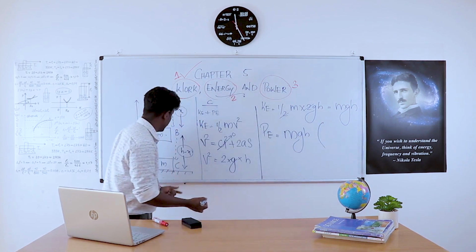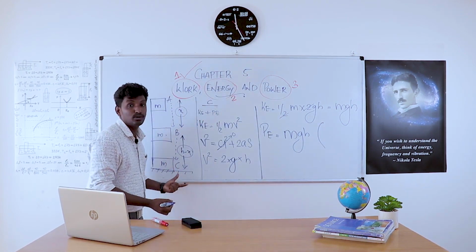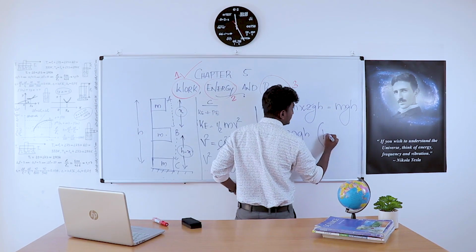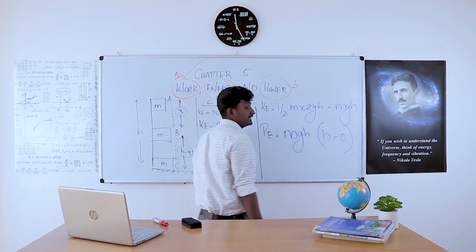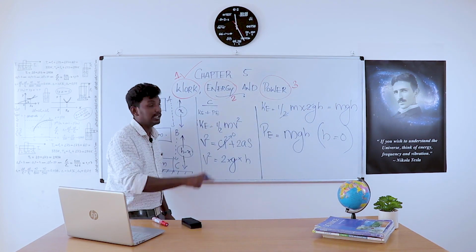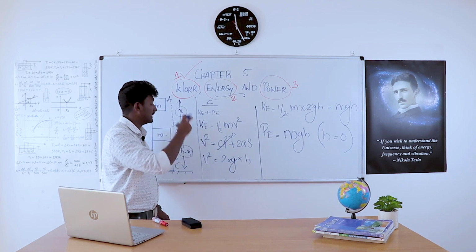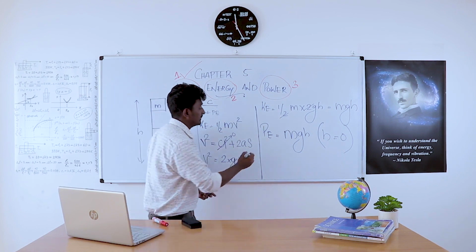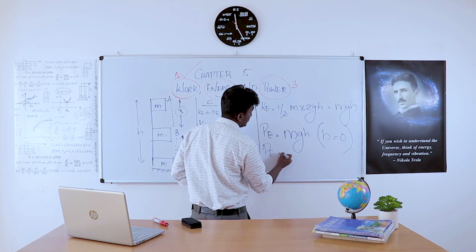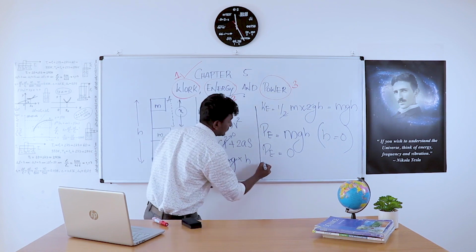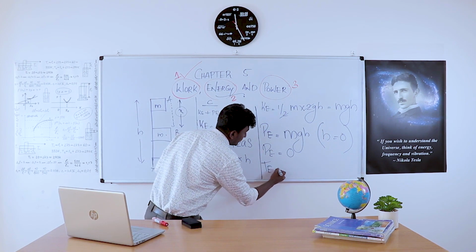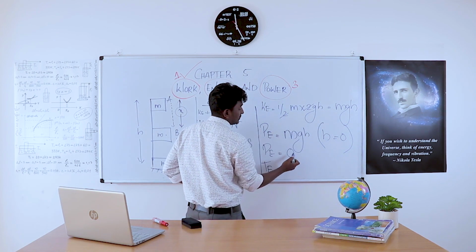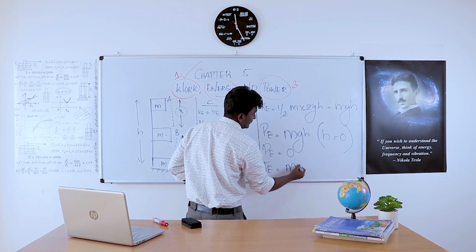But look here, C is the point on the ground. Therefore, h is equal to 0. h is the height from the ground level. Since the point is on the ground itself, h is equal to 0. Then potential energy is equal to mg into 0. It becomes 0. Now we can write total energy as kinetic energy plus potential energy. Kinetic energy is mgh plus potential energy is 0. That is mgh.